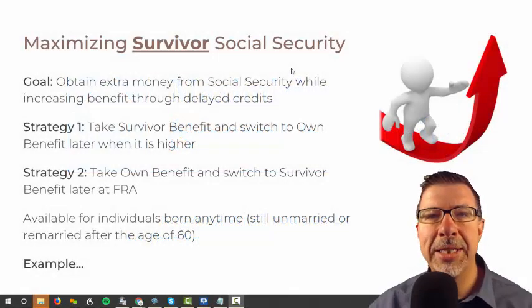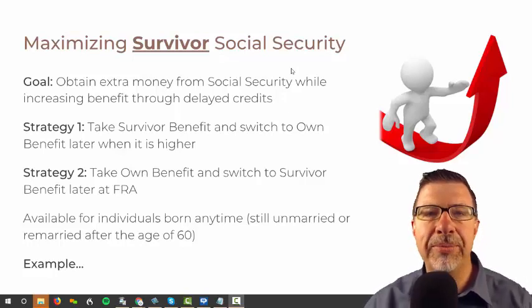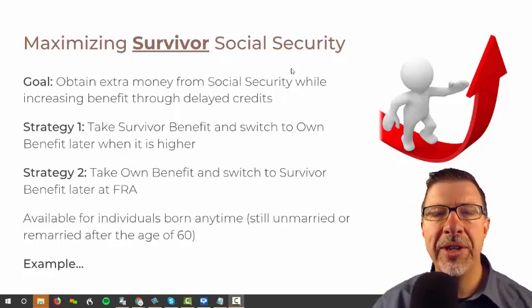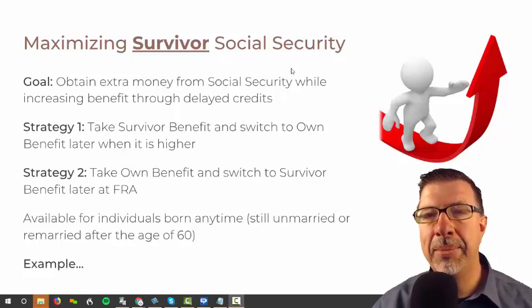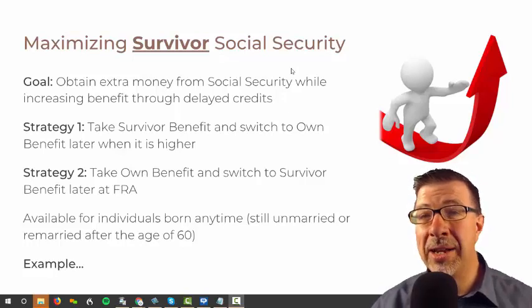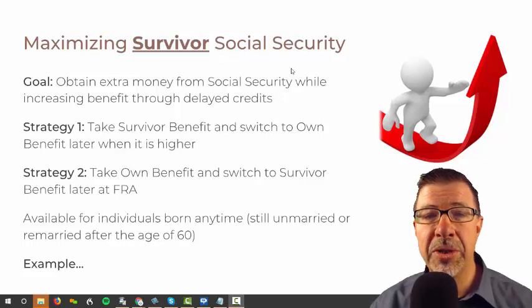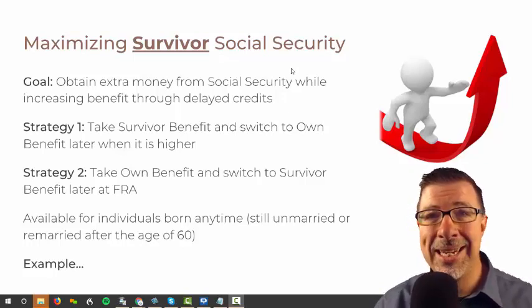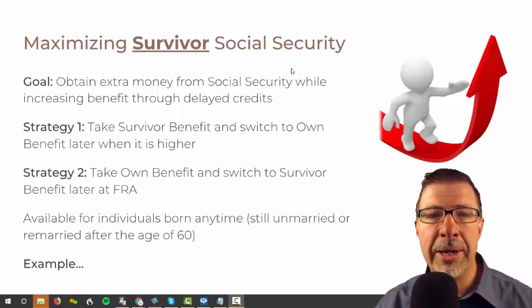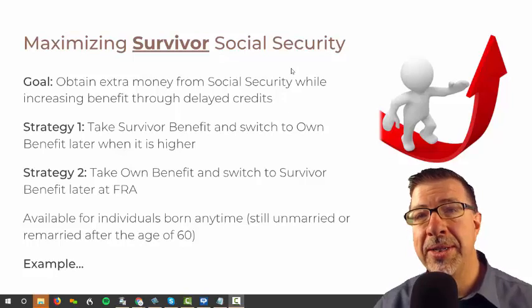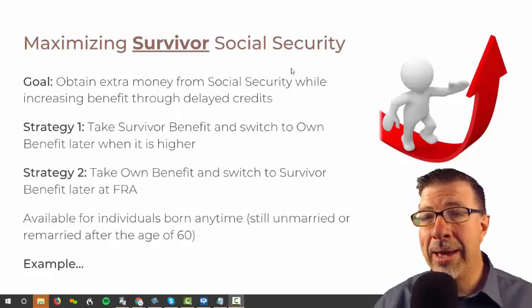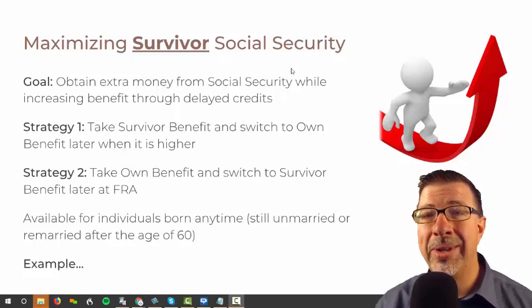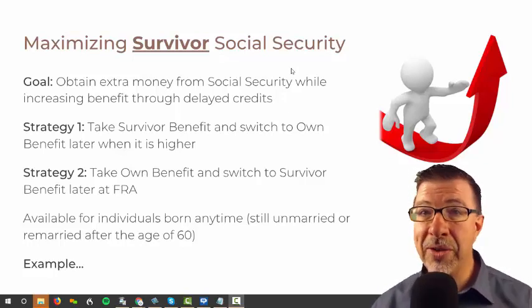Let's take a look at how to maximize the survivor benefit for Social Security. Previous videos talked about the restricted application and its use, and the limitation that a restricted application can only be used now if you're born January 1st, 1954 or before, and that was due to some 2015 Social Security regulations that were implemented. The good news about the regulations is that they didn't negatively impact survivors, so they didn't want to negatively impact the survivor benefit.